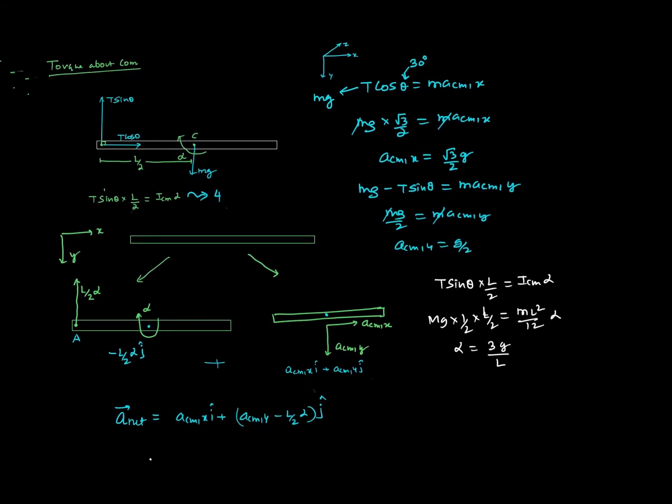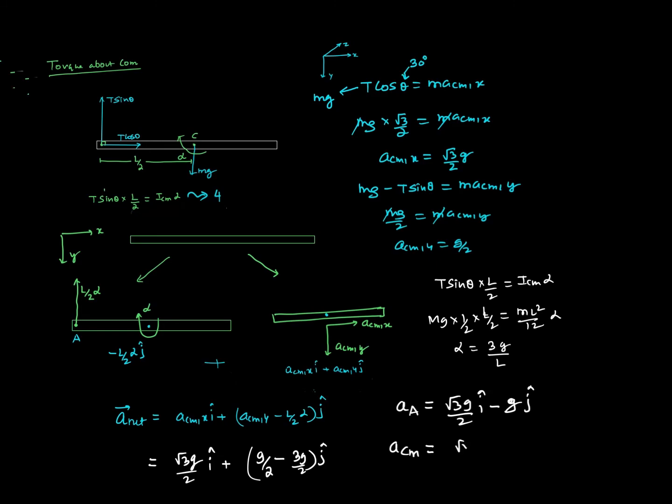So now we can figure out whatever we have here. We are going to get root 3 g by 2 into i cap plus ACM y, which is g by 2, and this will become 3g by 2 into j cap. So the acceleration of point A will be equal to root 3 g by 2 i cap minus, how much is it? It is g j cap, no? And the acceleration of the center of mass we have already calculated.